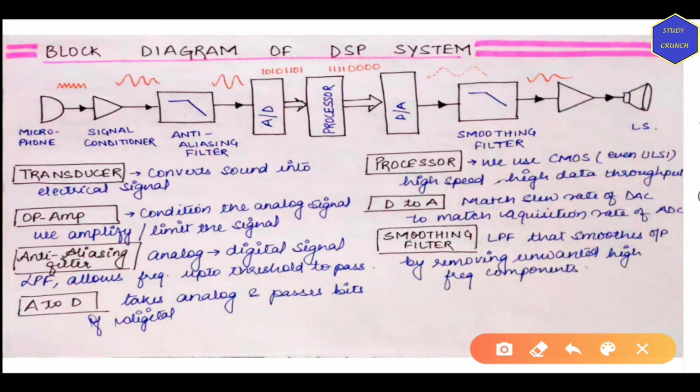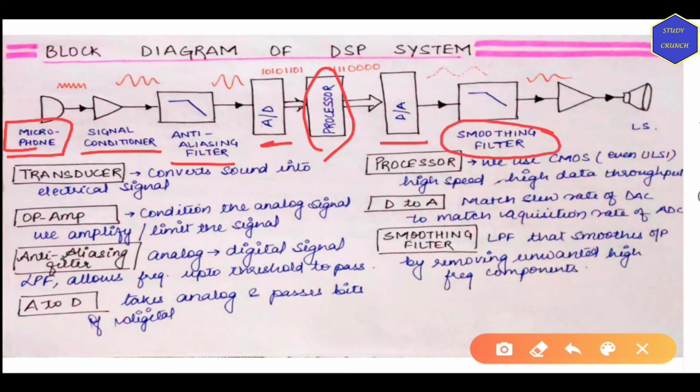Now let's look at a block diagram of a DSP system. First of all, we have a microphone which is given to the signal conditioner, that is basically an op-amp in our case. Then is the anti-aliasing filter. Then comes the analog to digital converter. Then is the processor. Then is the digital to analog converter. Then again there is a smoothing filter. Then we get to the output of the system. So this is the basic block diagram.